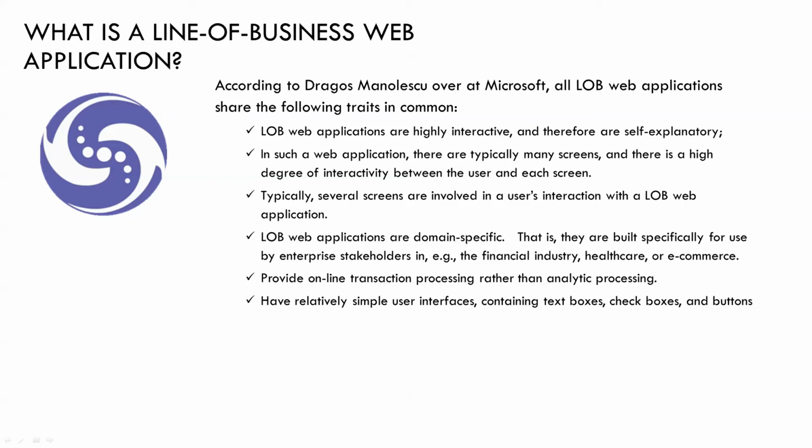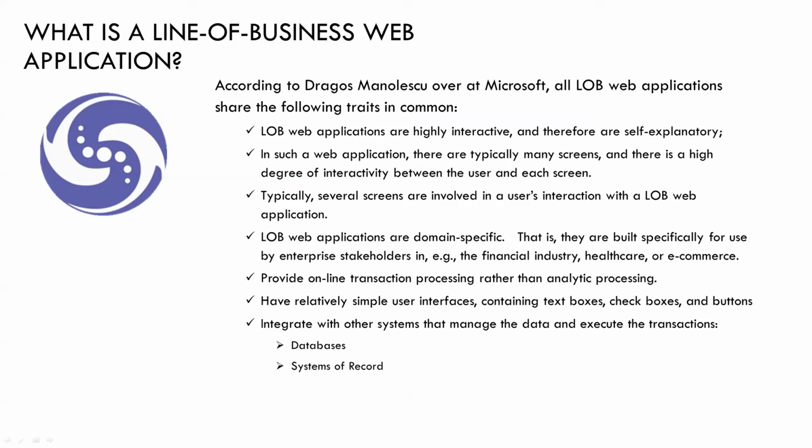LOB web applications pretty much have simple user interfaces, containing checkboxes, text boxes, buttons, and so forth. LOB web applications also use API integrations to integrate with other systems that manage the data and execute the transactions. For example, they might integrate with databases. They might integrate with systems of record.